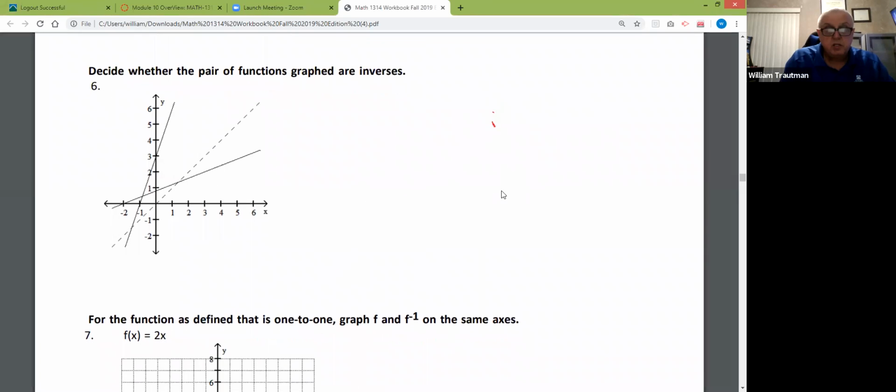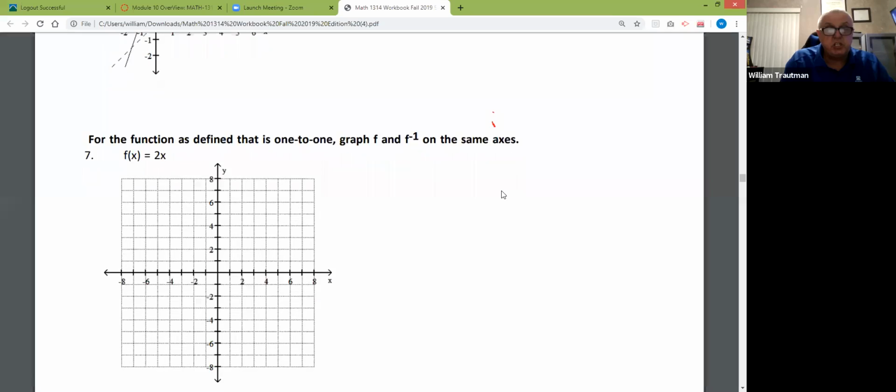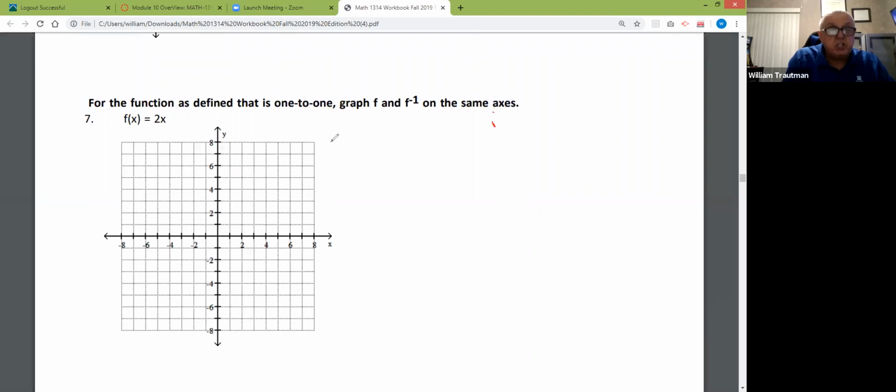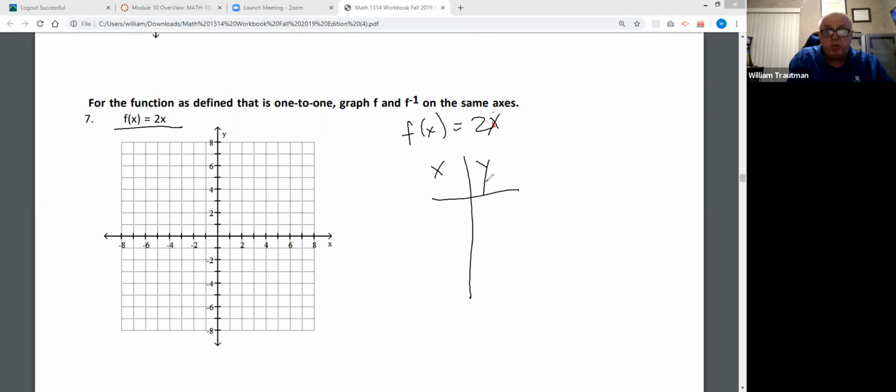For the function as defined that is one-to-one, graph f and graph its inverse. So first, we want to graph f. By the way, our function f is just 2x. There it is right here. So we want to graph it. The way to graph it is to make some points. Somebody tell me a point that I should use for x. What's the first x point I should use?